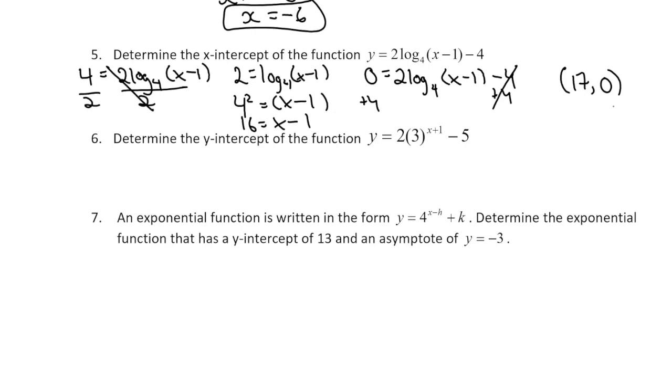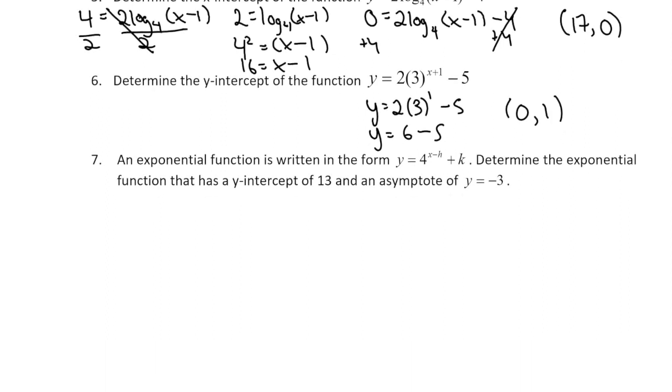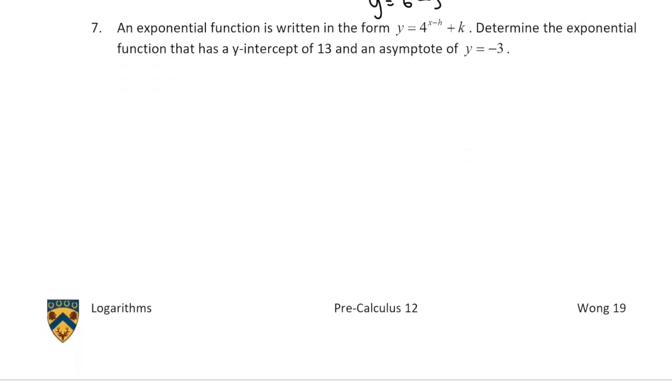Determine the y-intercept. This is for question number 6. We could put in 0 for x. And if you do that, you would get y equals 6 subtract 5. You'd have a y-intercept at 1. Okay, first 6 questions were hopefully fairly standard. Question number 7 now gets a little bit more complicated.